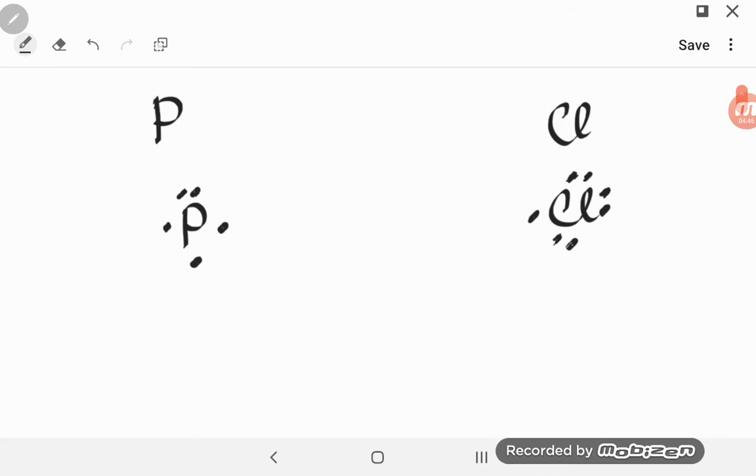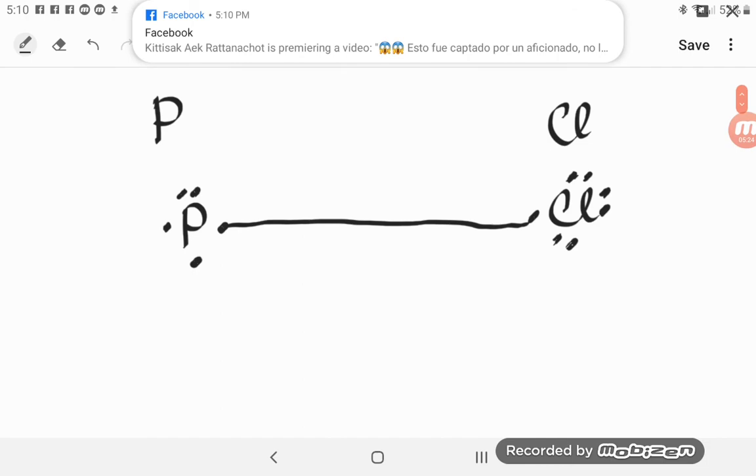There is no transfer of electrons, only sharing of electrons. Now chlorine, in order for it to attain the noble gas configuration, only needs 1 more electron. And so this unpaired electron will pair to this one, making chlorine a stable element. But phosphorus is not yet stable. It still needs other elements to bond with it. Phosphorus tends to bond with three chlorines or five chlorines.